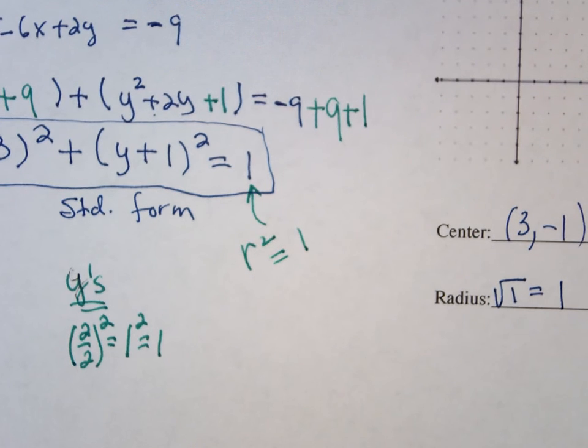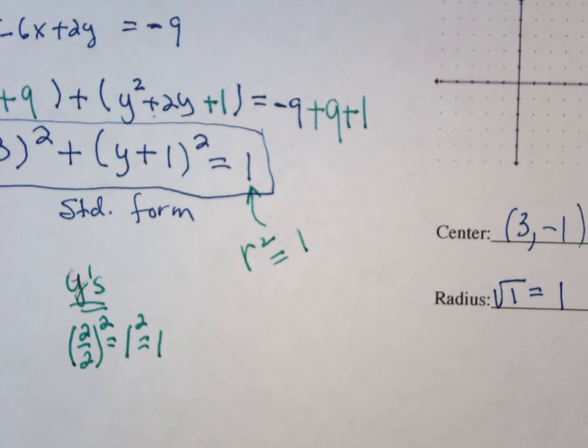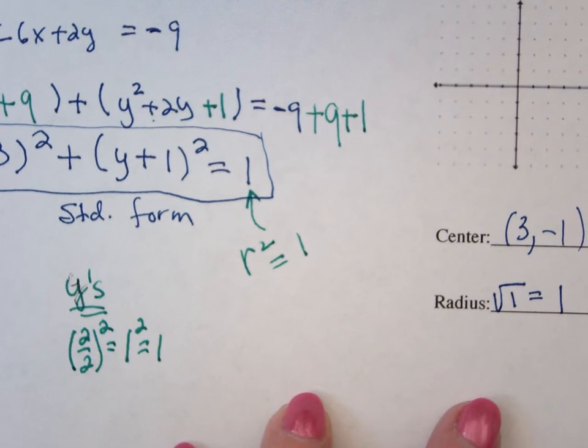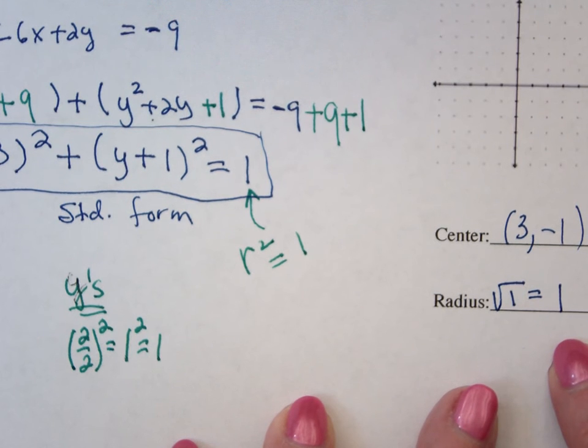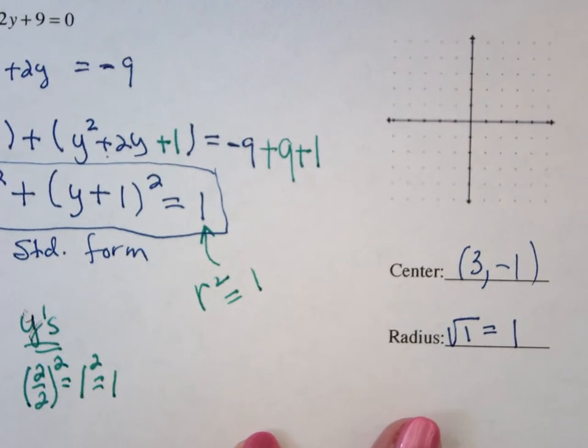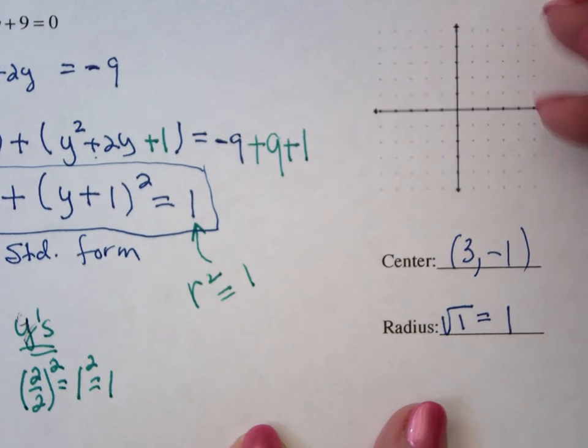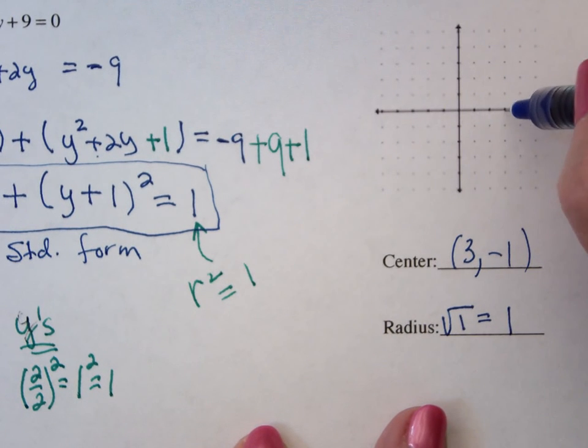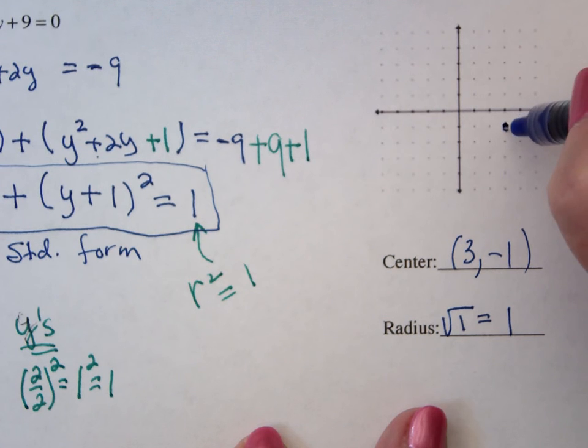Now you could write 1 if you wanted to. But it's not always going to be the case that what you've got is 1, or a nice number there. So I want 3, negative 1.